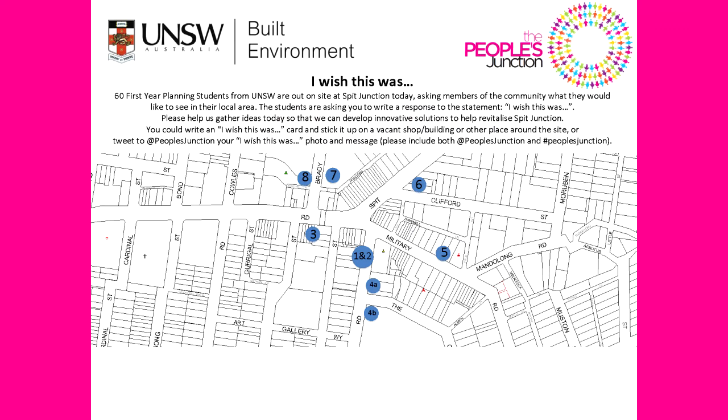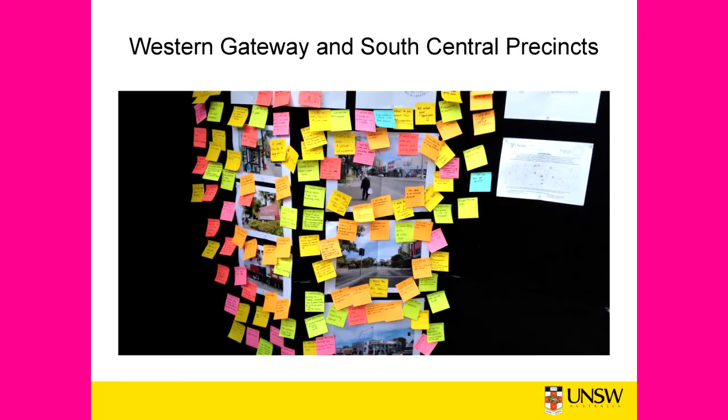So on the day, the students set up 8 little community consultation sites, and you can see them there on the map. And at each site we put some I wish this was text and some balloons and things to help attract people to the different locations. So I've got some images here taken at the end of the day, so you can see that there's some little coloured post-its, and each coloured post-it represents a different person's idea for that particular area.